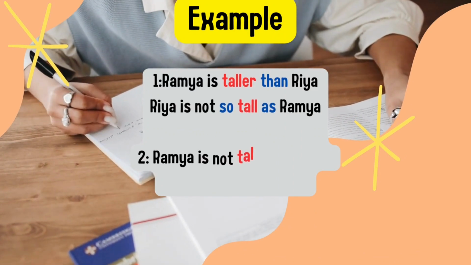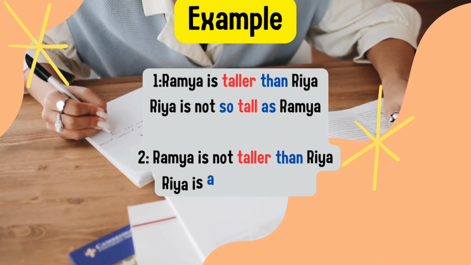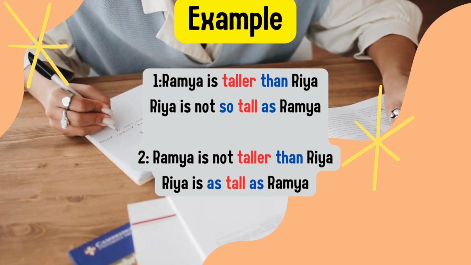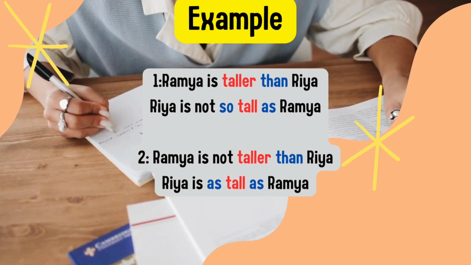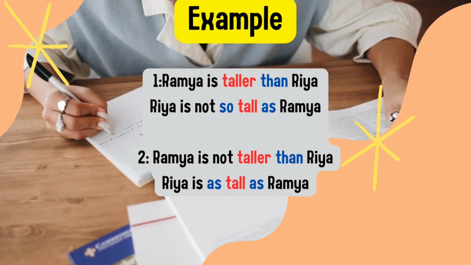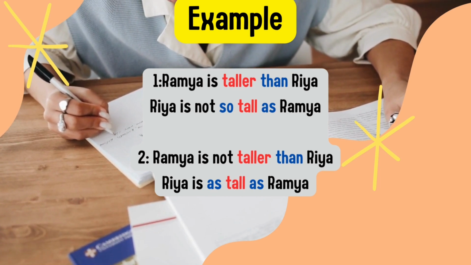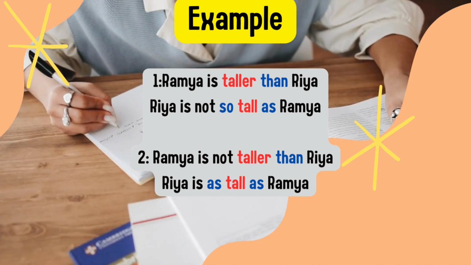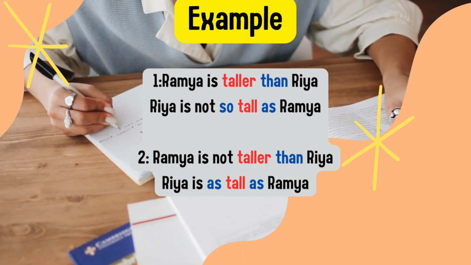Let us see a few examples. Here the first one is, Ramya is taller than Riya. By the word taller, we can identify the given sentence's comparative degree. Than represents it is the first type. Now we will transform the given comparative degree to positive degree, and we don't have superlative degree in type 1.